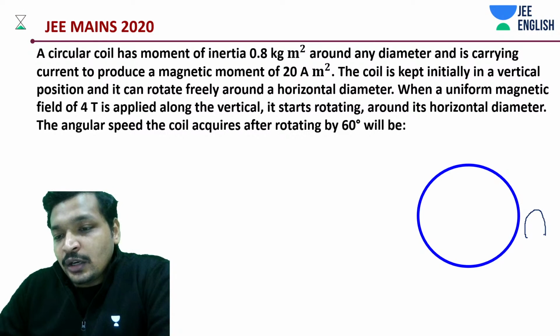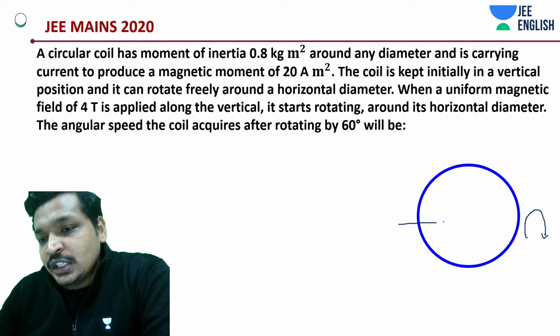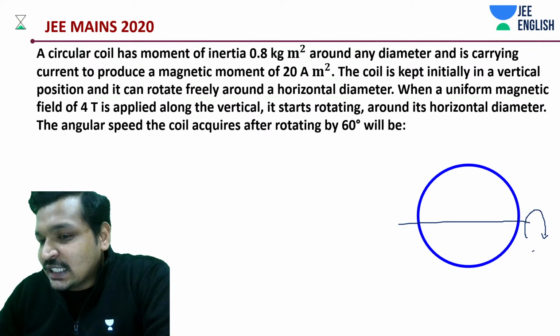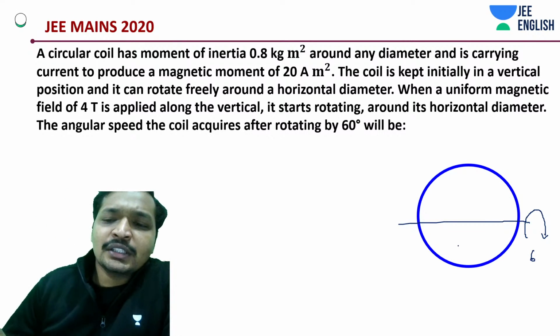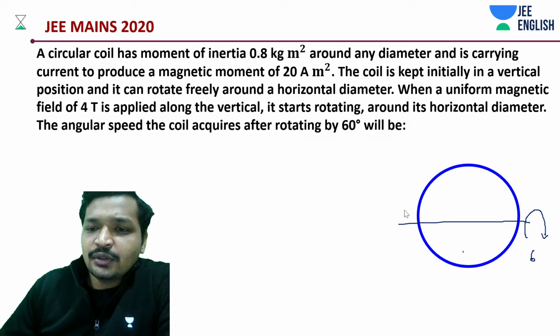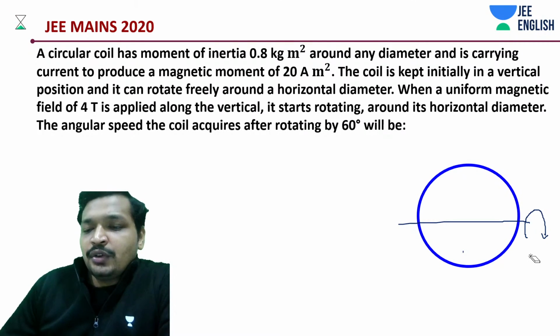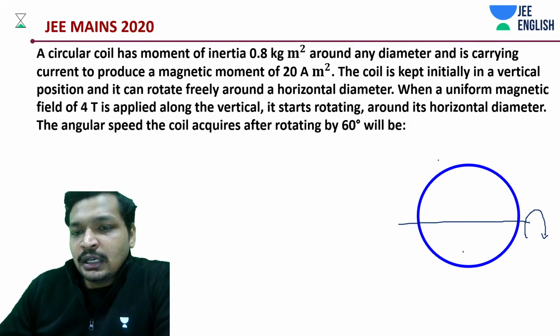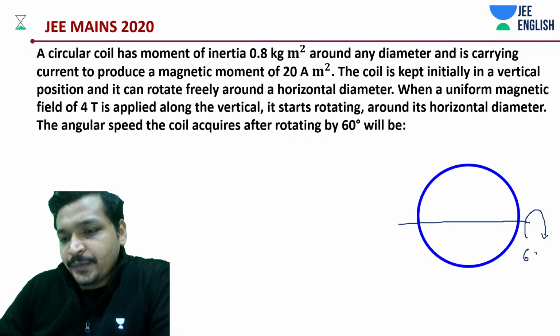Okay. So what happened was, this guy started rotating. You got curious. Wow, that's amazing. How much rotation happened? 60 degrees rotation happened. We are concerned about what is happening when it is 60 degrees. It's amazing. That's rotated by 60 degrees.